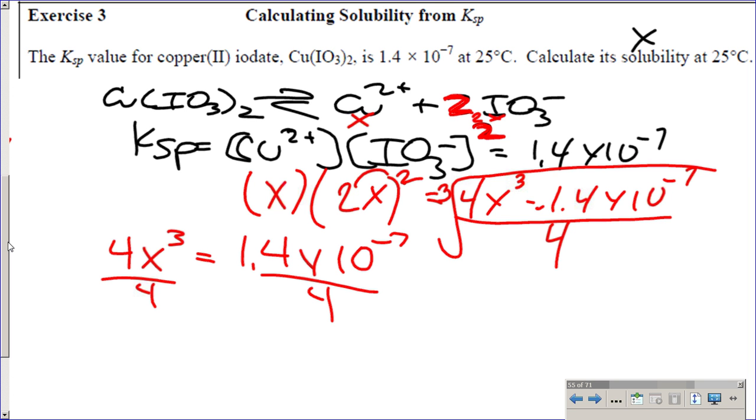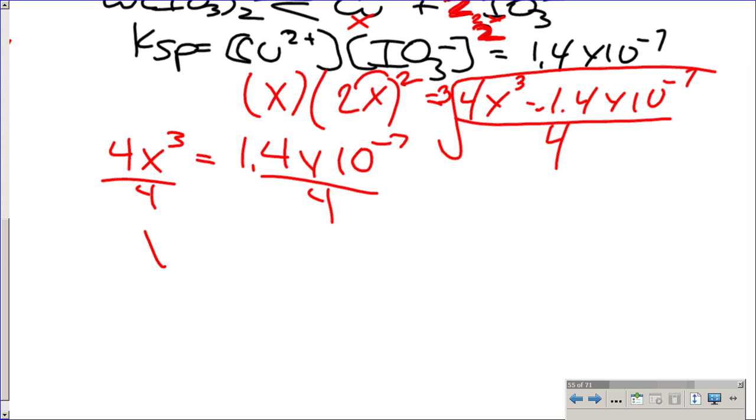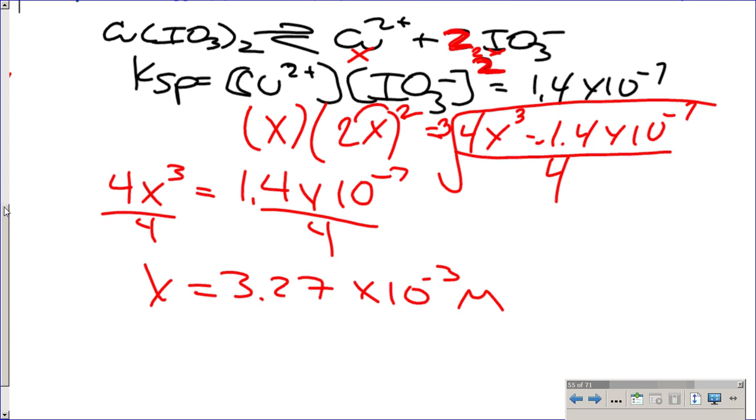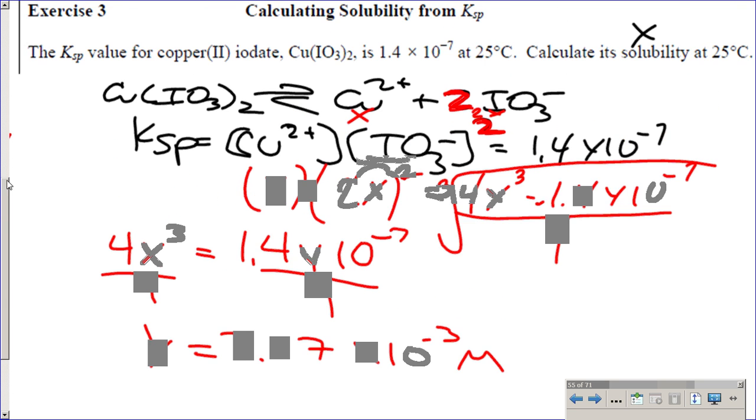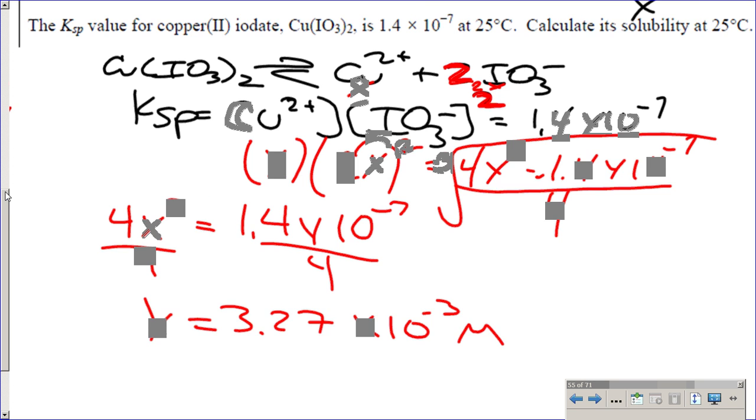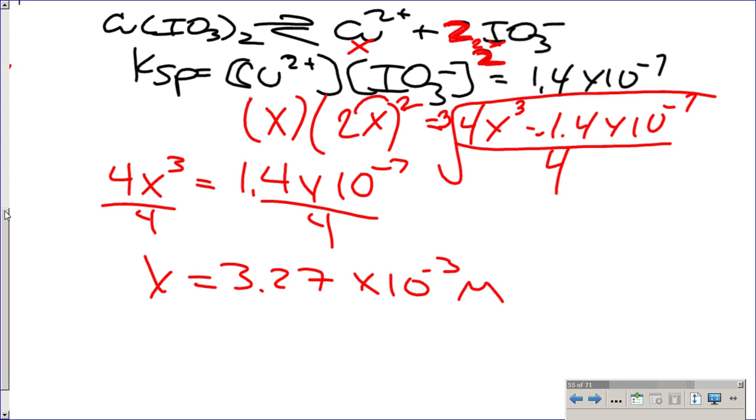Okay, so x value is, does anybody get it? I told you I'd do it, but I'm slow sometimes. X is 3.27 times 10 to the negative 3 molar, and with sig figs, 3.3. I like to just write out the whole thing sometimes. So that is the solubility of the copper 2 iodate.